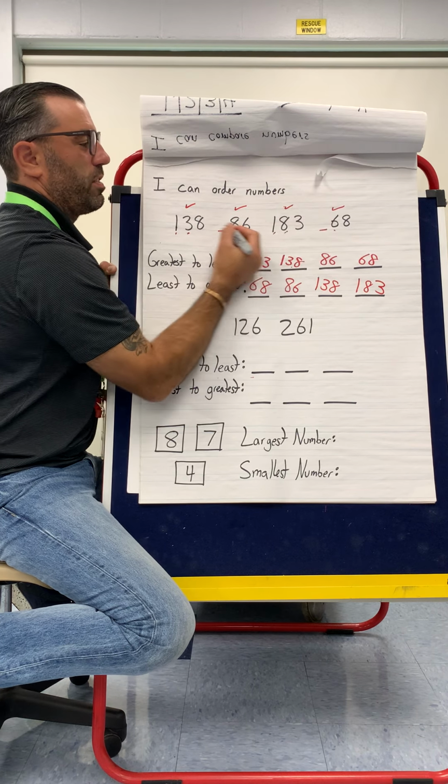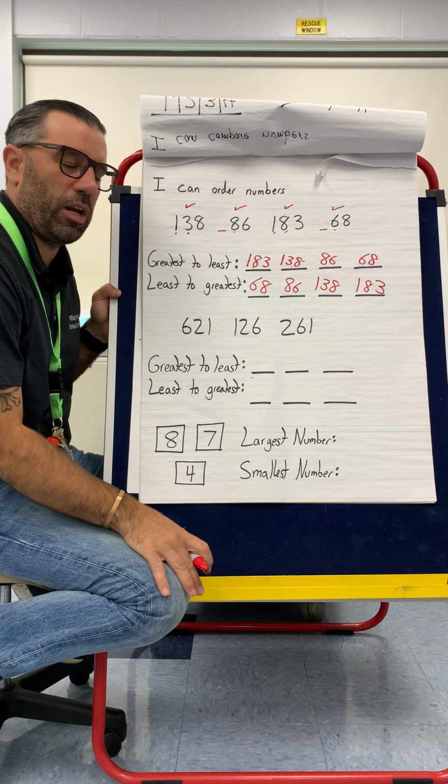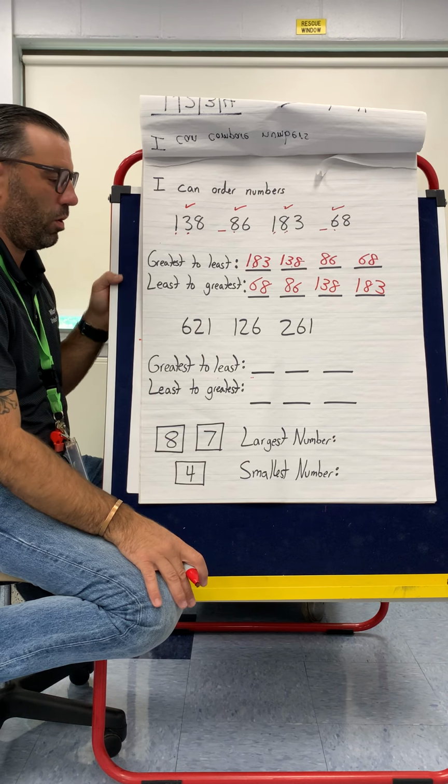I would suggest crossing them out as you go if you're doing it on a piece of paper. I just don't want to make a mess all over our chart.